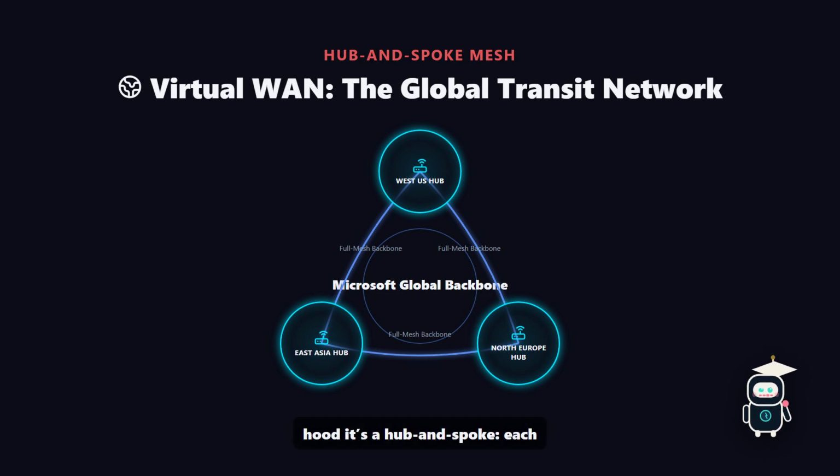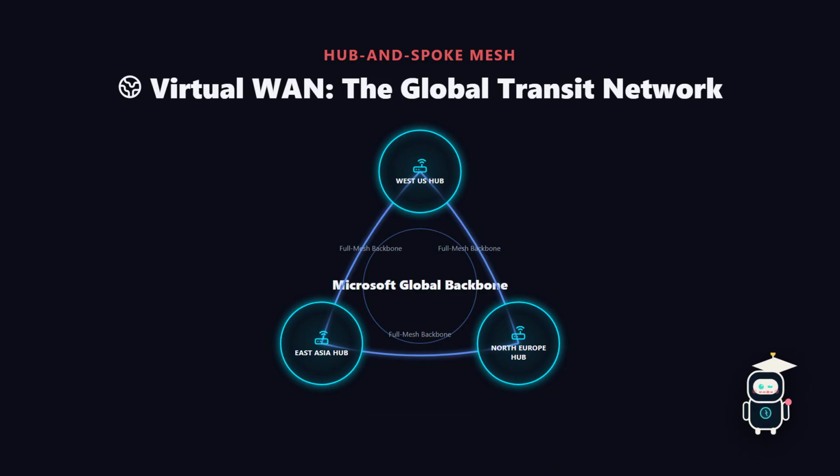Under the hood, it's a hub and spoke. Each Azure region becomes a hub, and in a standard deployment, all hubs are fully meshed across the Microsoft backbone. That means a branch in Singapore can reach a VNet in West Europe without you building a single VPN mesh yourself. You get branch connectivity via SD-WAN or VPN CPE, site-to-site VPN, point-to-site user VPN, and ExpressRoute, all managed from one interface.